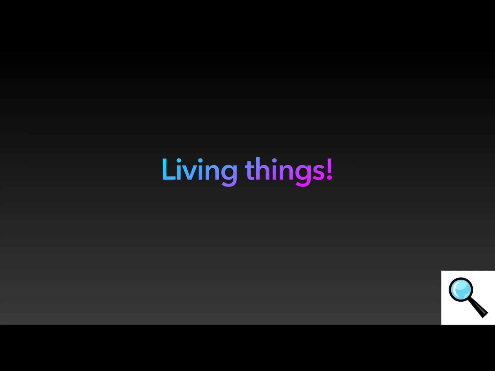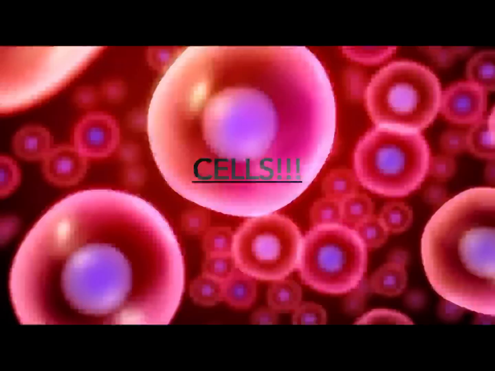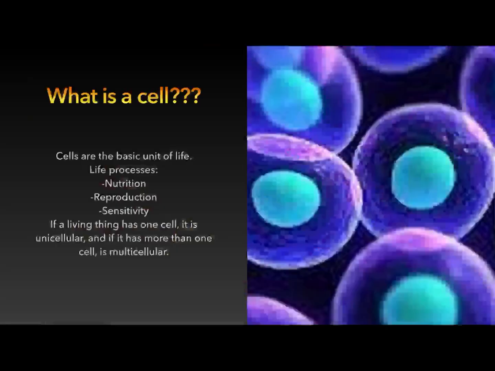We're going to talk about living things. Cells. What is a cell? Cells are the basic unit of life. As humans, they have life processes that are nutrition, reproduction, and sensitivity. If a living thing has one cell, it is unicellular, and if it has more than one cell, it is multicellular.